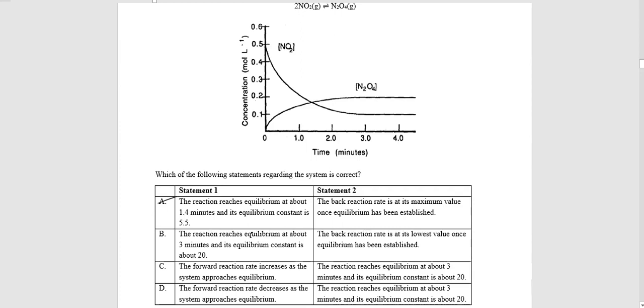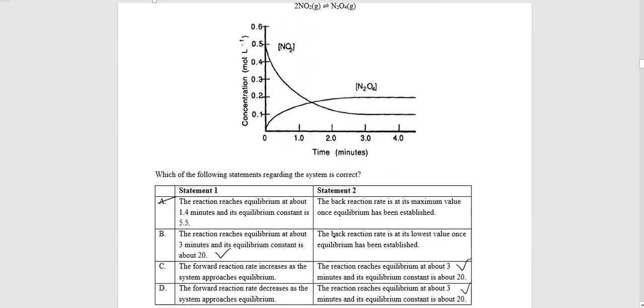So this one says that the reaction reaches equilibrium at about 3 minutes, and that's correct. So we're just going to quickly estimate the equilibrium constant. Now, you probably don't have to do that because all of these options have that statement. So the equilibrium constant of 20 must be correct. So I'm just going to assume that this statement itself is correct. So it's all going to be about the other statements.